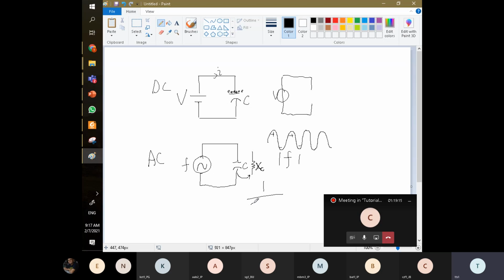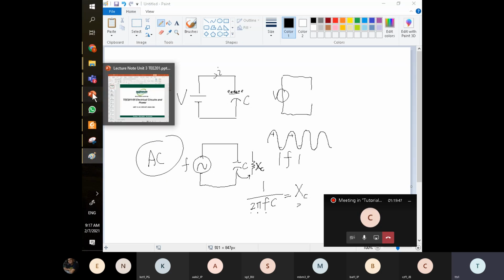When it comes to the equation, it appears like this: 2 times pi times the frequency component times the capacitance is equal to the reactance. So reactance is some kind of resistance, but this resistance only appears when the capacitor is in an AC environment. That's why things become complicated now. When we introduce this frequency component, things become very messy.